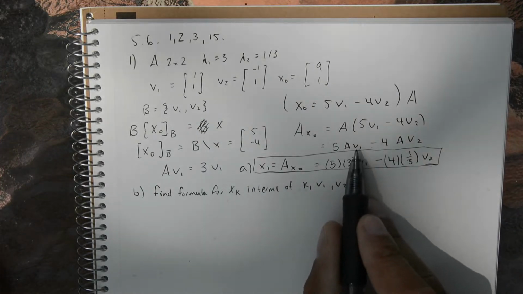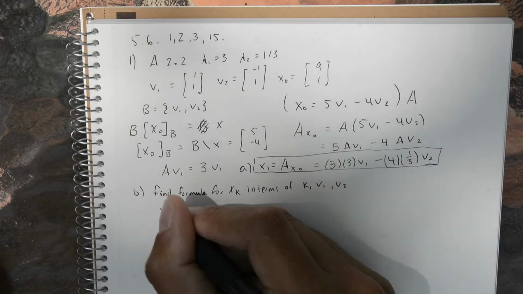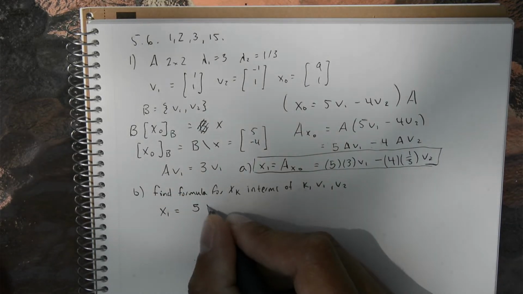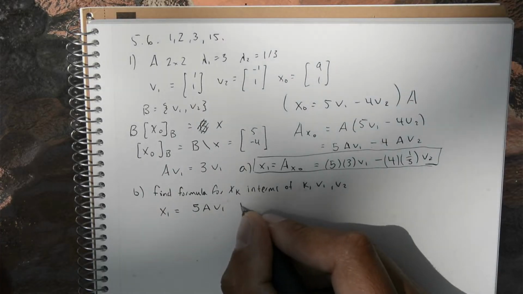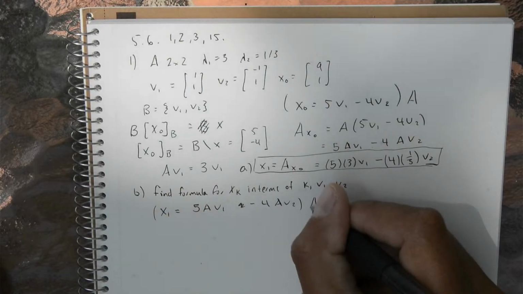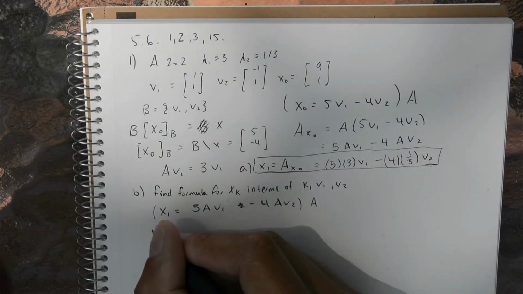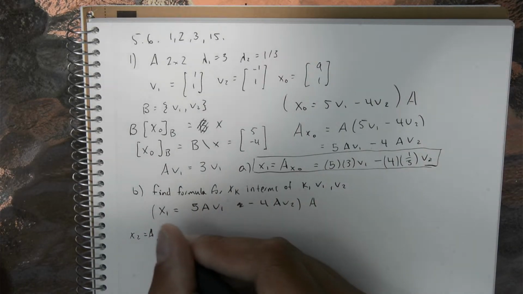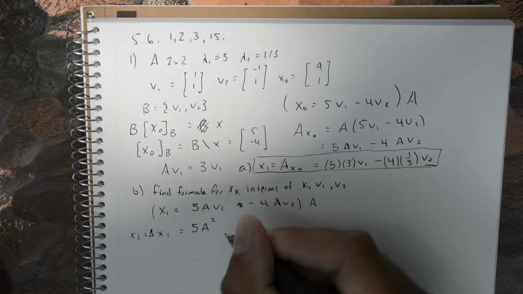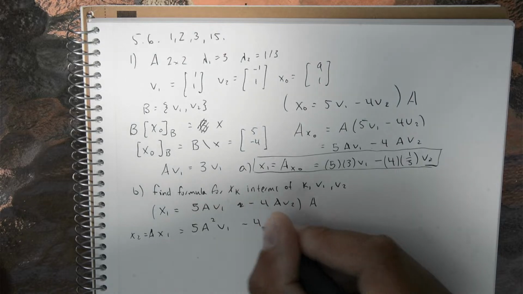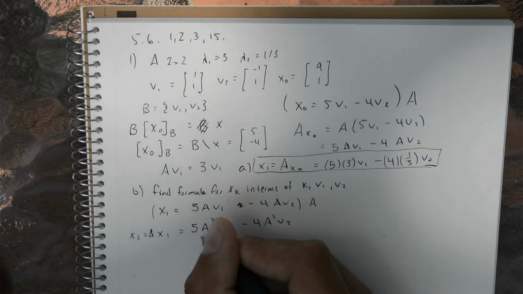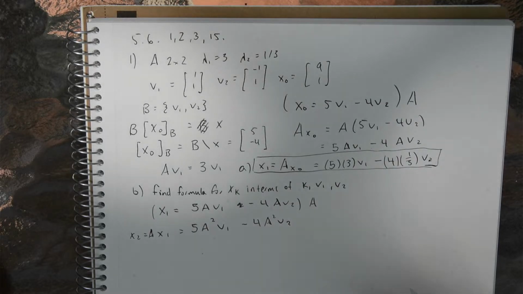So here's how we should think about this. Let's say that we have x1 is equal to 5Av1 minus 4Av2, and we apply A again. We're going to get x2 is equal to Ax1 is equal to 5A squared v1 minus 4A squared v2.